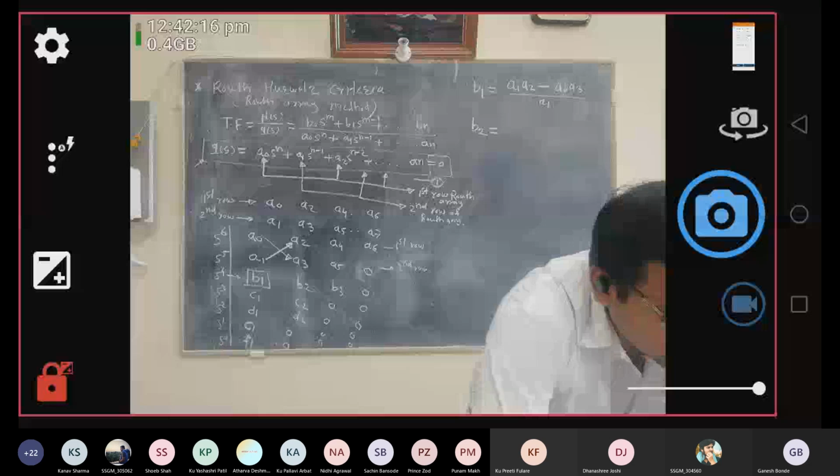Similarly, you can find C2. अभी C2 कैसे आएगा? This element again B1 multiply, start with B1. So B1 into A5 minus A1 into B3. Okay. So write down C2 equal to B1 A5 minus A1 B3 divided by B1. So tell me the value of D1.